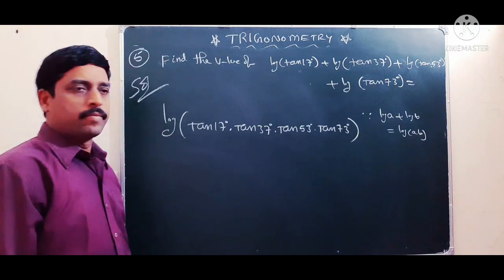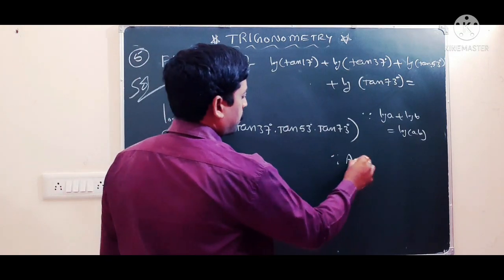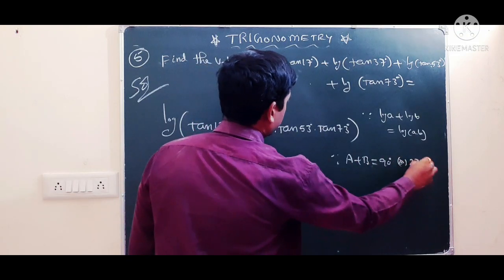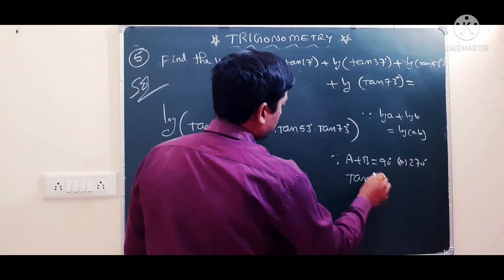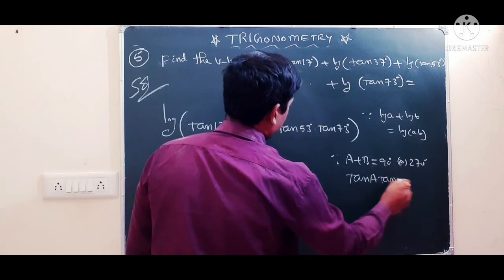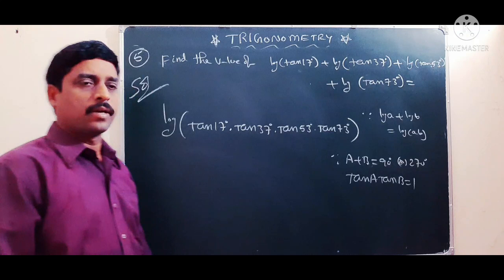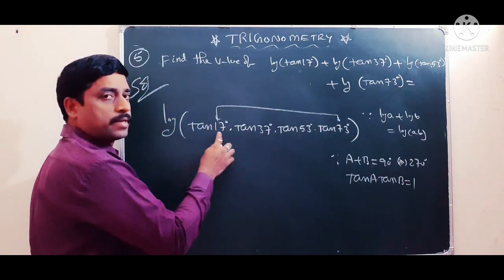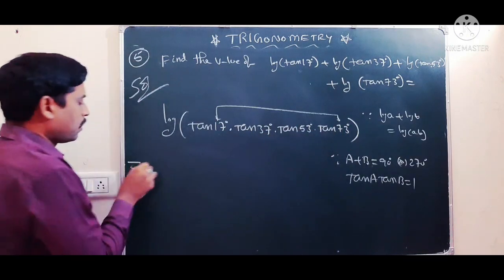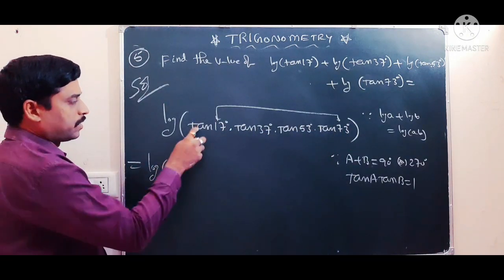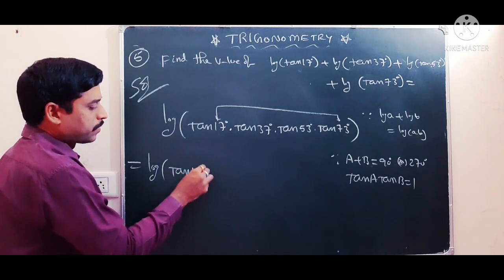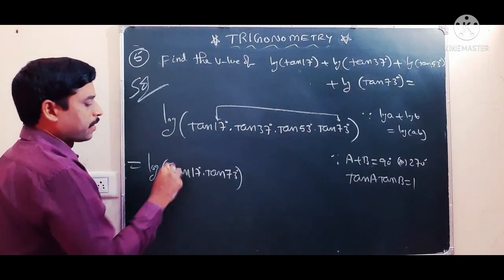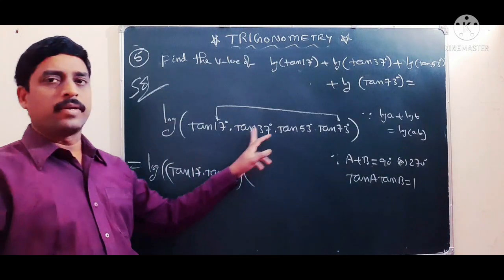Okay, we have one formula. If a plus b equal to 90 or 270, tan a tan b equal to 1. Okay, tan a tan b is 1 and cot a cot b is also 1. So in this, 17 plus 73 is 90. So log of, we should write tan 17 into tan 73 into tan 37 into tan 53.